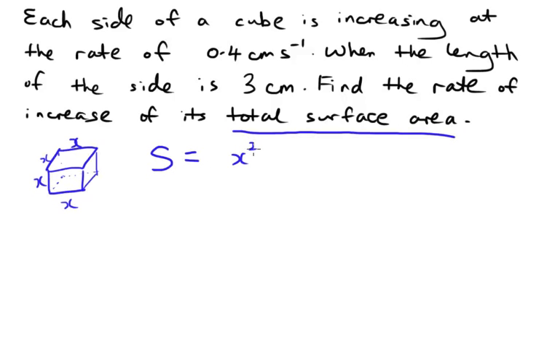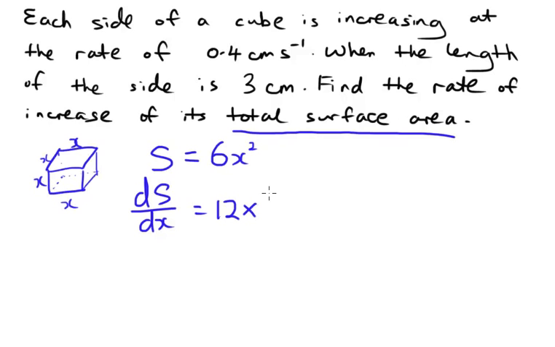How many faces are there for a cube? So 1, 2, 3, 4, 5, 6. So S equals 6x squared. So that is the formula for the surface area of a cube. Remember, this is for a cube. Since we are in differentiation, we just differentiate it. So we differentiate it, dS/dx, and you get 12x.